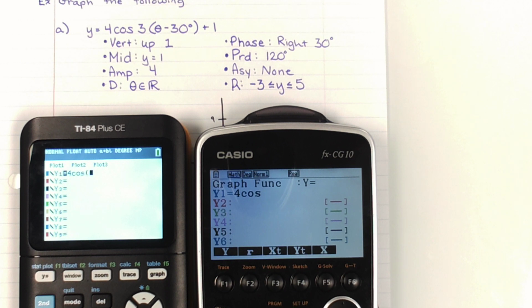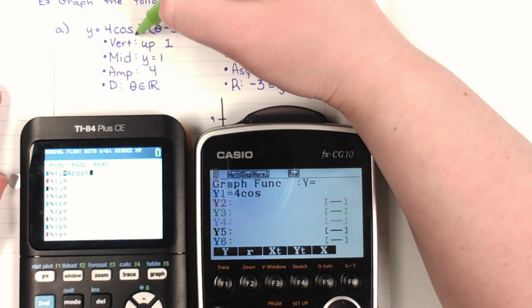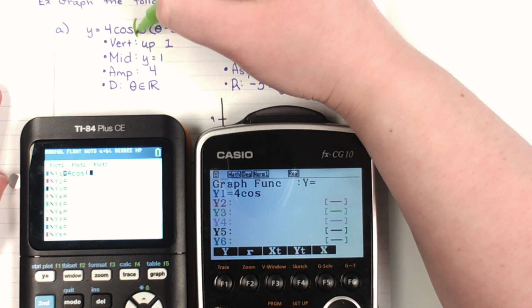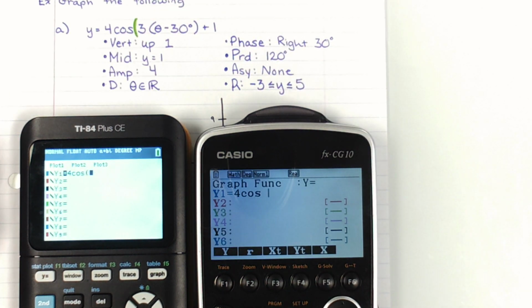Is the 3 the only thing inside of cosine? No. So do I need parentheses there? Absolutely. The TI took care of it. The Casio, I need to open up a set of parentheses. Okay, open parentheses 3, open parentheses. The next thing that's there is theta.